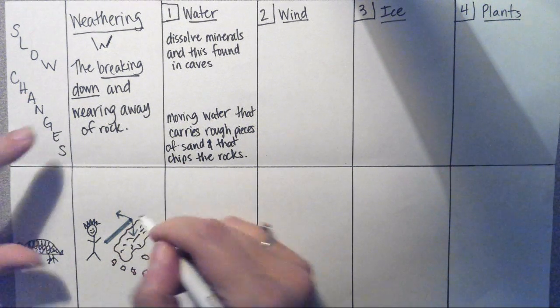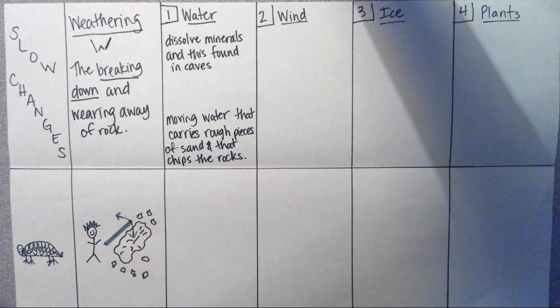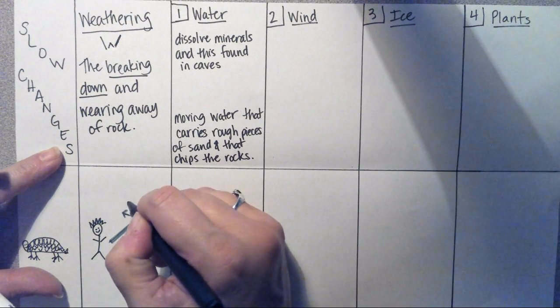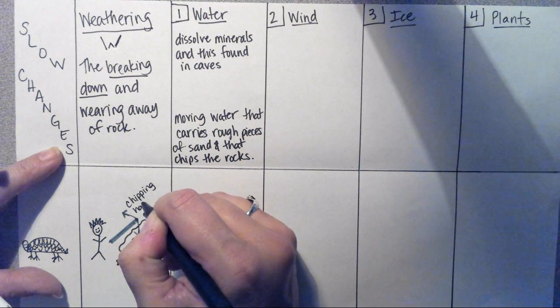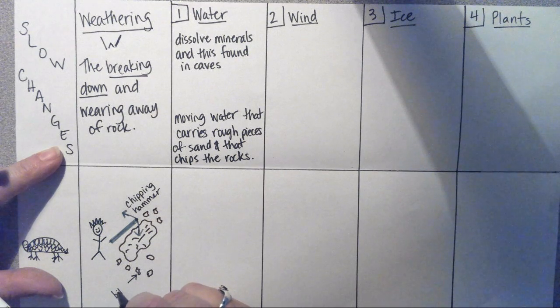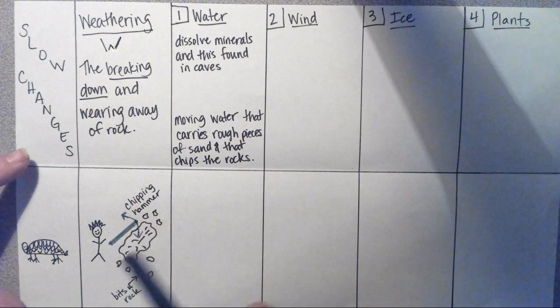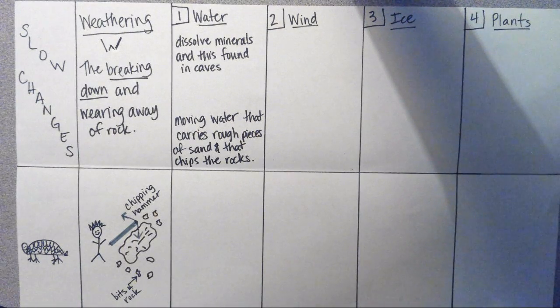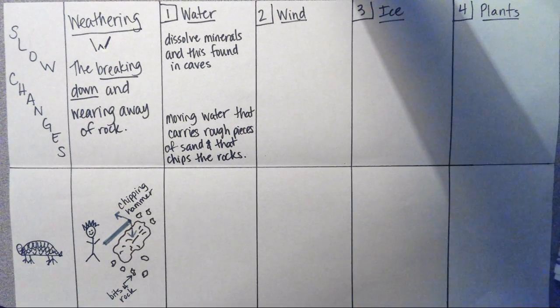Oh, forgot this stuff flying off up here. So, this is my chipping hammer. And it's chipping away bits of rock. Okay? So, this big rock then gets broken down into these little bitty rocks, right? Good job. So then, the water.